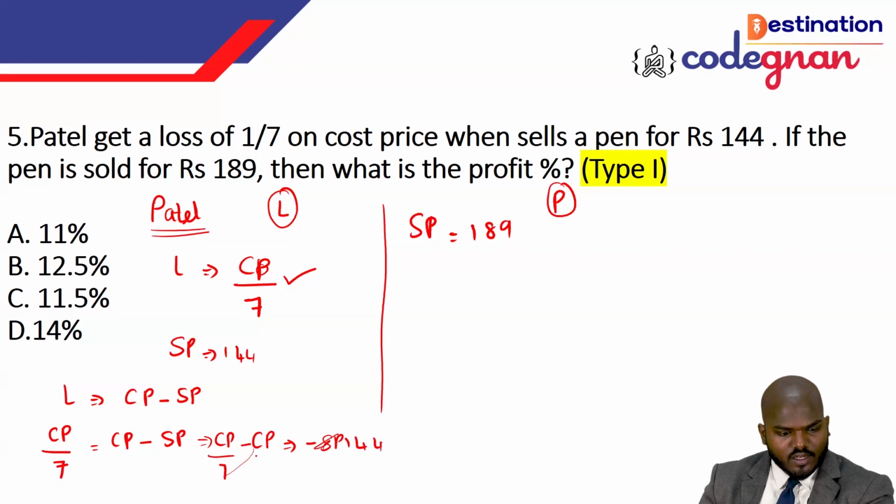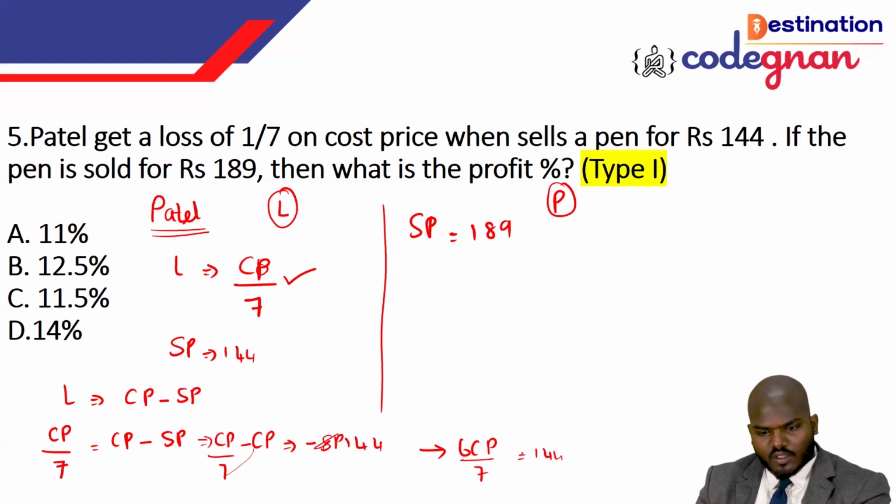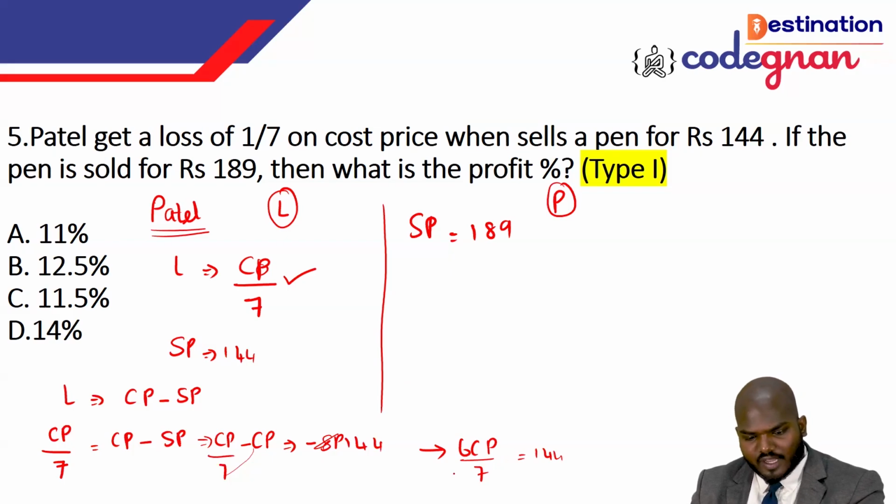So this one will take you to the value of 7 minus 7 minus CP. What can we call it, guys? We can call it 6 CP. Okay, 6 CP by 7 is equal to 144. I'm just taking the value of 144 to that side.